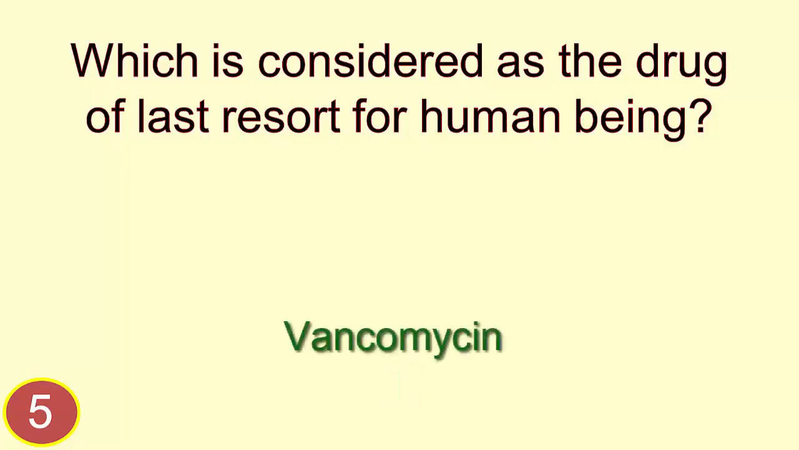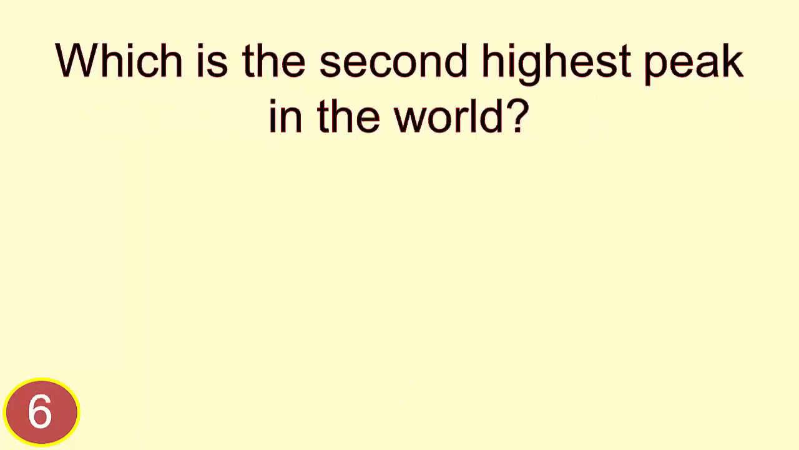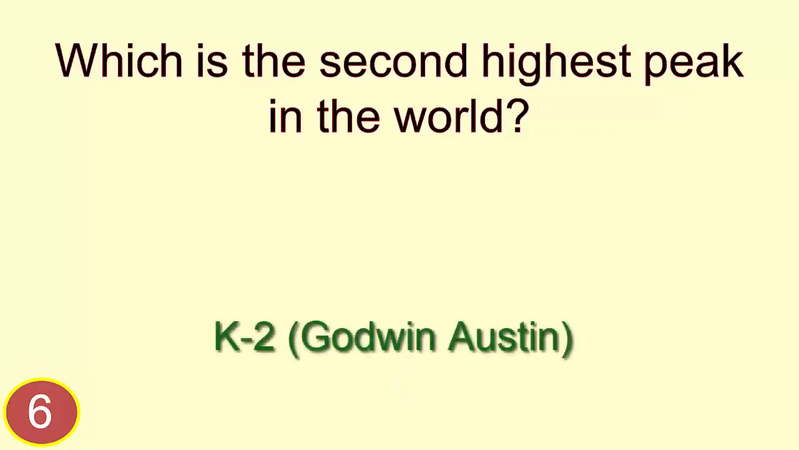Answer is vancomycin. Which is the second highest peak in the world? Answer is K2. K2 is the second highest mountain on the earth after Mount Everest with a height of 8,611 meters and is located on the border of Pakistan and China. K2 is also known as Mount Godwin-Austen.